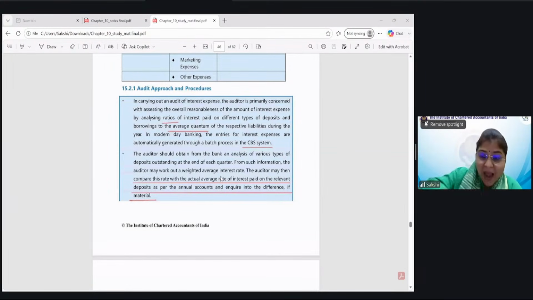Then, the annual books of the bank and the calculation done by the auditor, the variation 4.6 and 4.8, the auditor will compare and analyze. From such information, the auditor may then compare this rate with the actual average rate of interest paid on the relevant deposit as per the annual accounts, and inquire into the difference, if material. Did you understand these two methods?